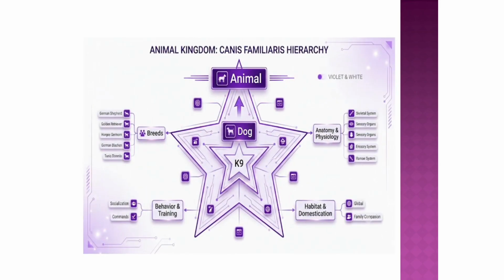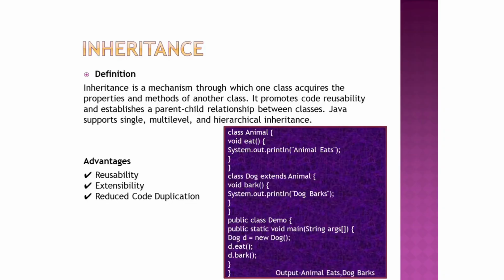Let's take a simple example. Suppose we have an Animal class. Every animal can eat and sleep. Now we create another class called Dog. The Dog can also eat and sleep because it is an animal. In addition, the Dog can bark. So instead of writing the eat method again, the Dog class simply inherits it from the Animal class.